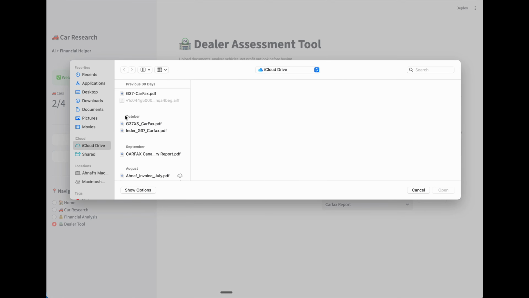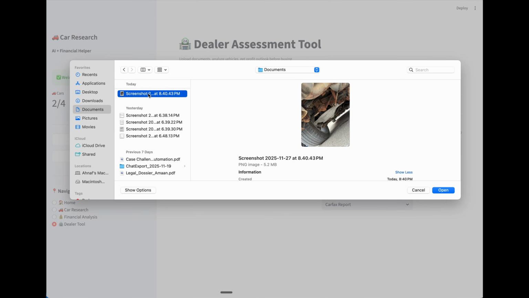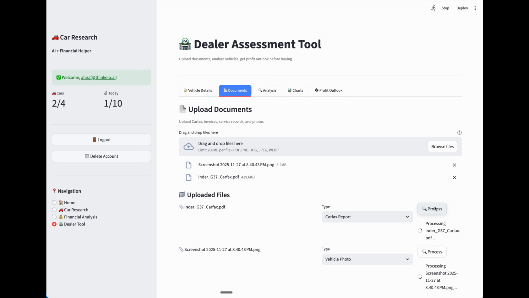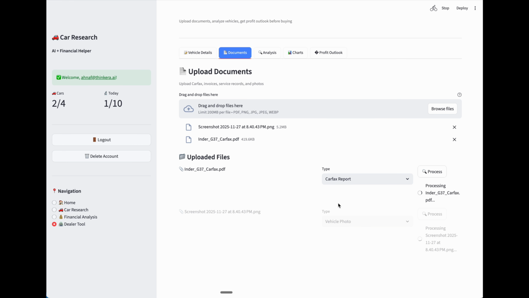Let's say I put up the Carfax, and I upload a picture of the car. So yep, go ahead and upload the screenshot and vehicle photo. Process this, and then process this. I don't know if I've set it up well enough for two things to be processed at once. We might have to process something twice, but I hope it can work out.